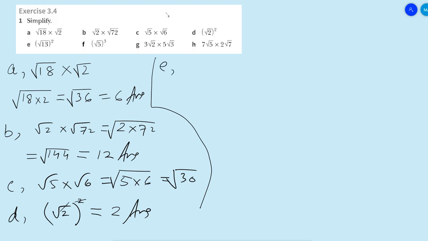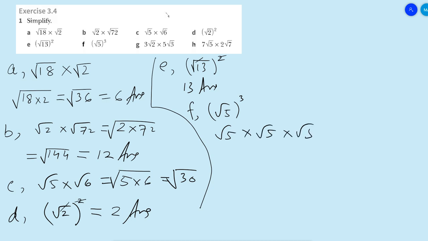Part E is root 13 squared. Square and root cancel. The answer is 13. Part F is root 5 cubed. This time we cannot cancel by the square root. But you know, if we have something cubed, we can write the number three times: root 5 into root 5 into root 5. So root 5 and root 5 can multiply, that is 25, and this last factor remains root 5. What is the square root of 25? It's 5. So 5 into root 5 is 5 root 5. So 5 root 5 is the answer of part F.